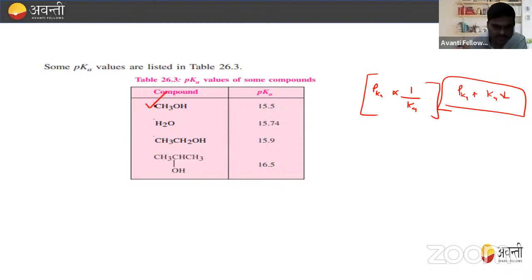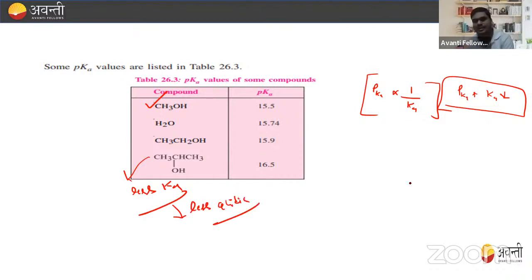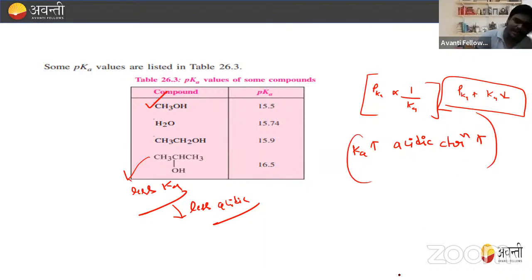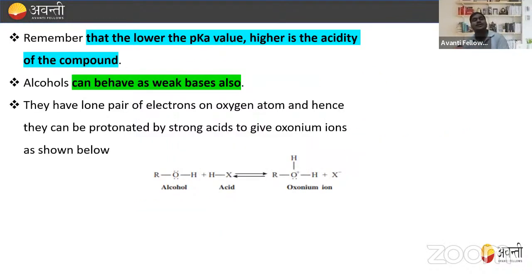And the one with the highest pKa value has a less Ka value, and less Ka value means less acidic. So always remember that if the value of Ka increases, then the acidic character also increases. Now, remember one important note here: the lower the pKa value, the higher is the acidity of the compound, because the Ka value is more.